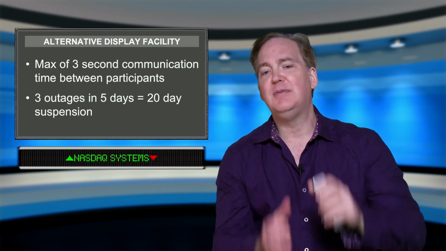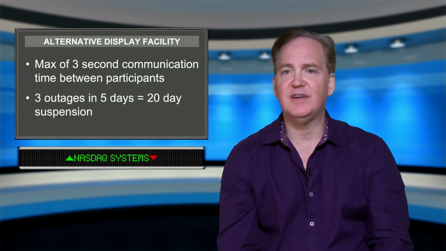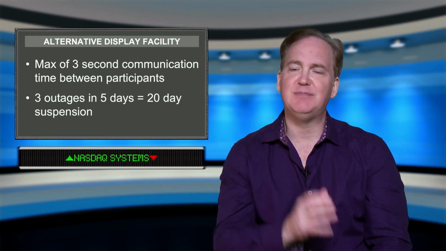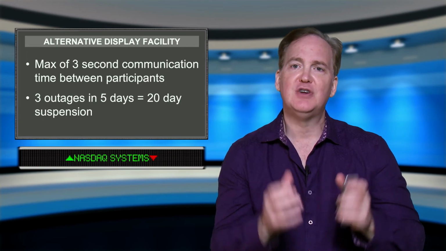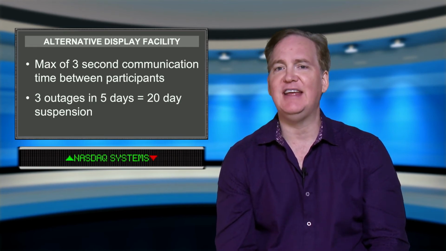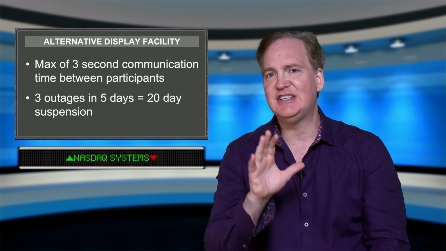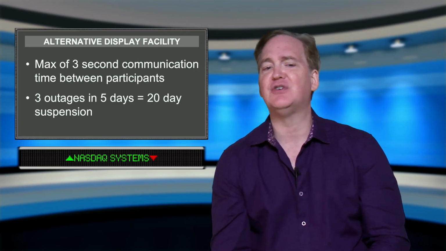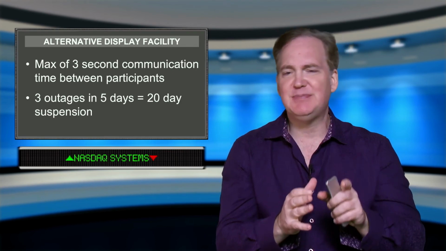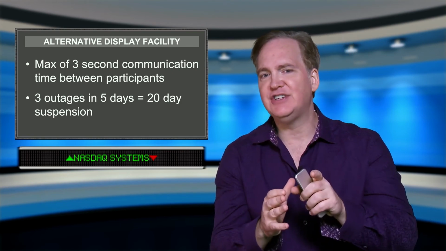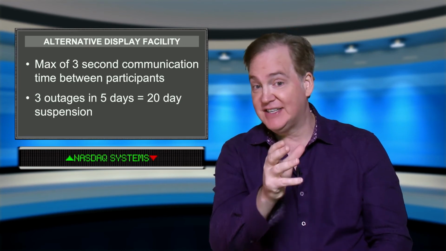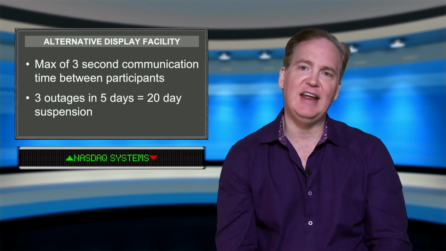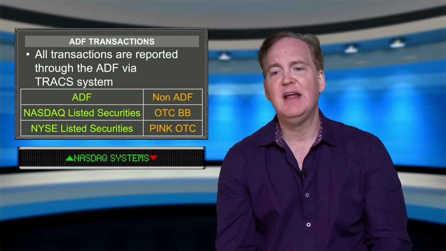Now, a little bit more color on the requirements for the communications. The communications between participants is 3 seconds. So if someone wants to communicate with a participant in the ADF, the max time is 3 seconds. It's 2 seconds for order turnaround, but for communication it's 3 seconds. If a participant has 3 outages in 5 days or fails this test 3 times in 5 days, they will be suspended from the ADF for 20 days.